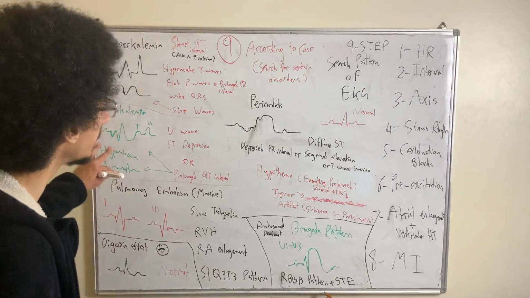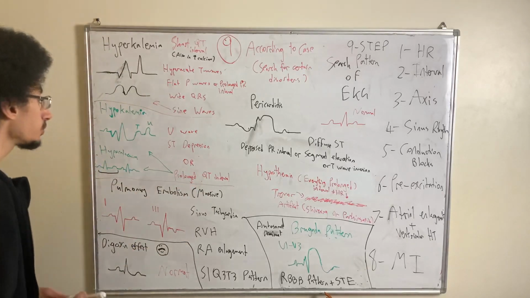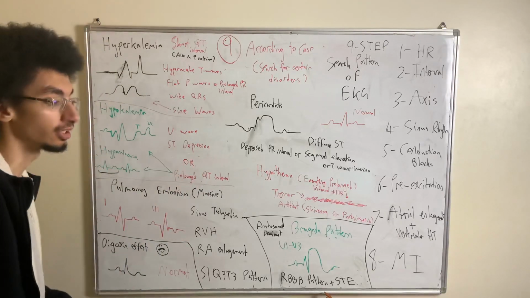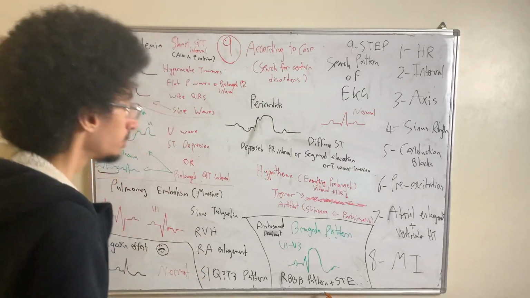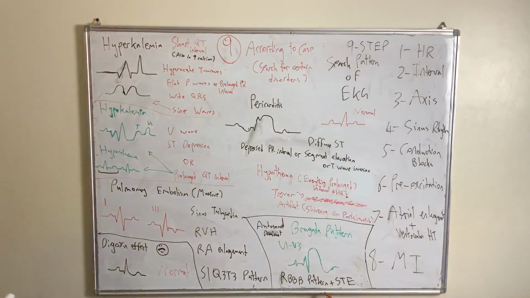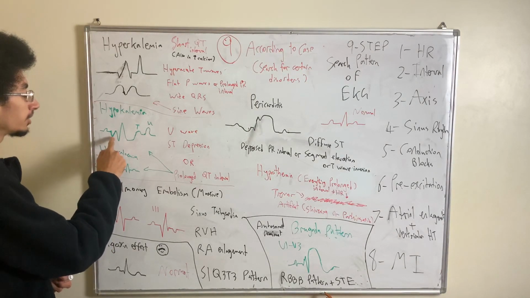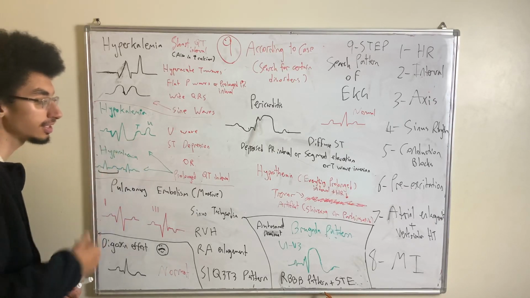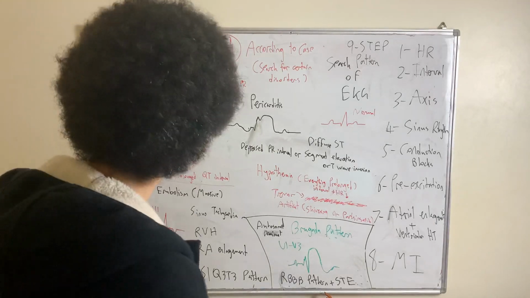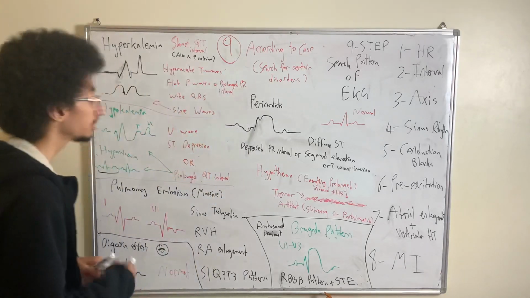Now, hypokalemia may not just present with a prolonged QT interval. It can also present with an ST depression. If you recall from a previous video, we talked about how one of the differential diagnoses of an ST segment depression is that it could be hypokalemia, in which we have a P wave followed by a QRS, and then we have an ST segment depression, right? Now, let me fix that. We have an ST segment depression, all right?